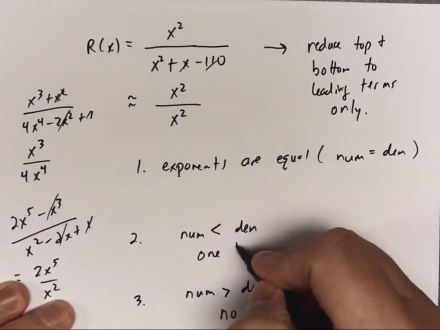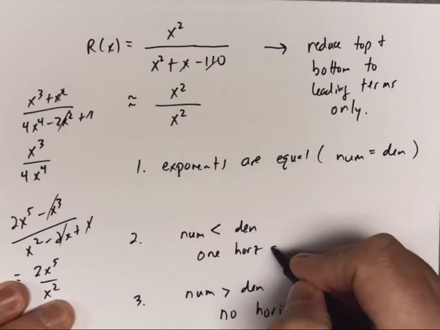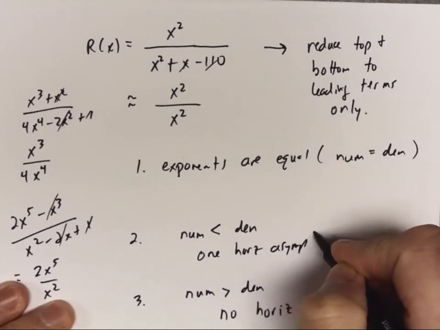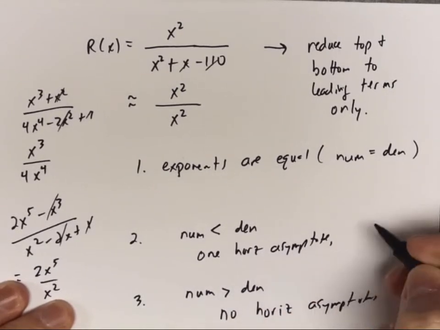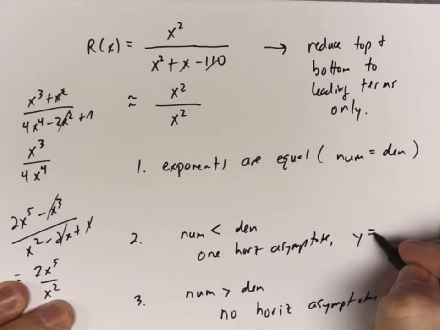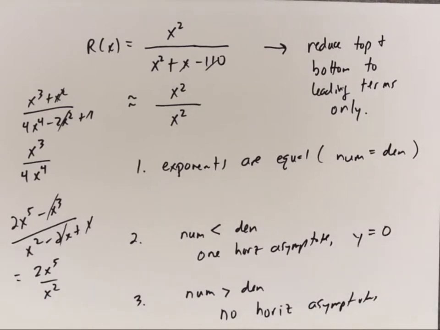How about if the numerator is less than the denominator? You have one horizontal asymptote, and we can tell you what it is. It's going to be y equals 0. If the numerator is less than the denominator, then you're going to have a horizontal asymptote, and on the graph it's going to be at y equals 0. Basically, it's like the x-axis.